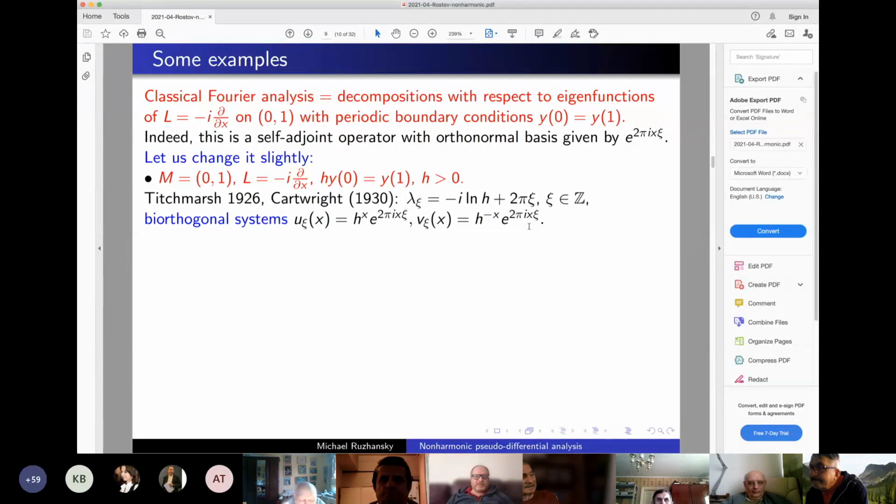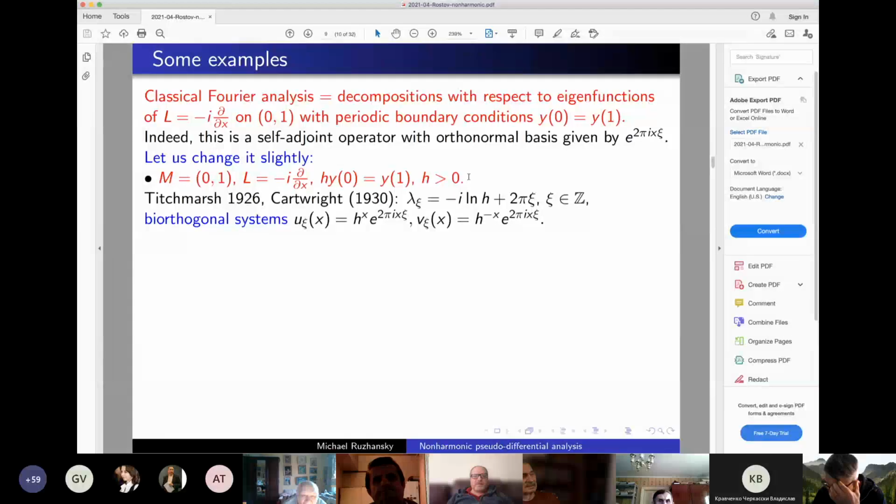And so what we can say, we can do two things. Suppose we have these boundary conditions. Suppose we don't have periodic boundary conditions, but we have boundary conditions with H, y of 0 equal to H y of 1. And so there are two ways, right? We can say, okay, we insist on using classical Fourier analysis for this problem.